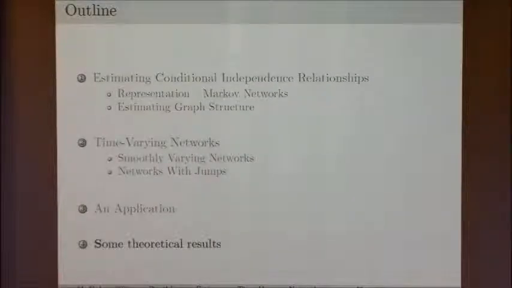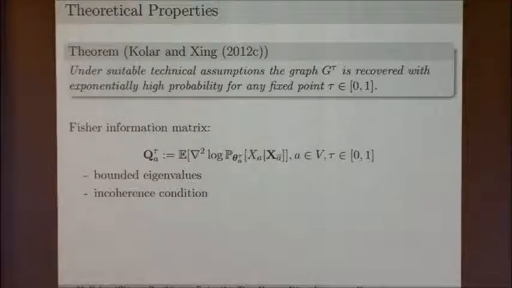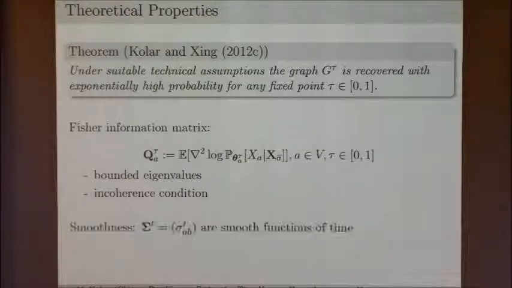Okay, and then maybe just to conclude with some theoretical results we can obtain here. We can prove things that one would hope to be able to obtain. Under some suitable assumptions, and I'm talking about the smoothly changing networks, if we assume enough things, then we can estimate the graph at a certain time point consistently with high probability. The conditions are standard in the literature on high-dimensional estimation.